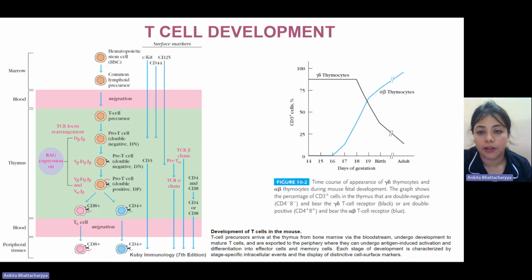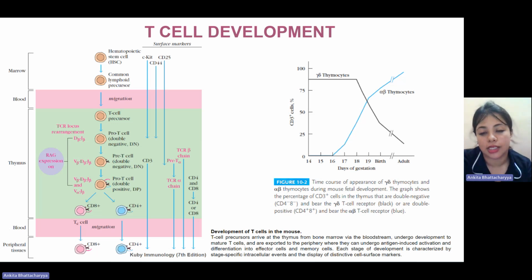So in mouse fetal development, in the initial stages, the percentage of these cells is quite high, initially approximately somewhere around 85 to 90%. And then that abruptly goes down somewhere around the 18th day of gestation, that is around 2.5 weeks. However, when you look at the alpha beta thymocytes, initially there's no expression of these thymocytes.